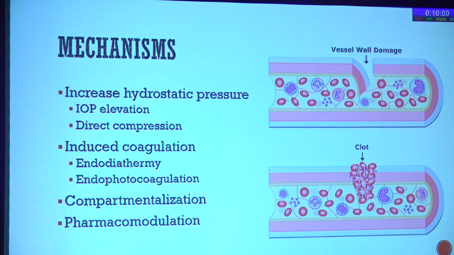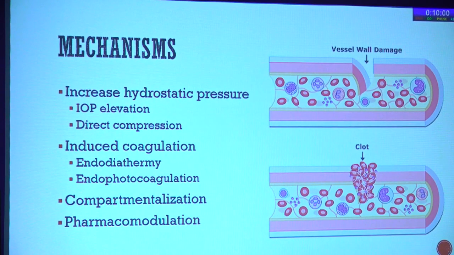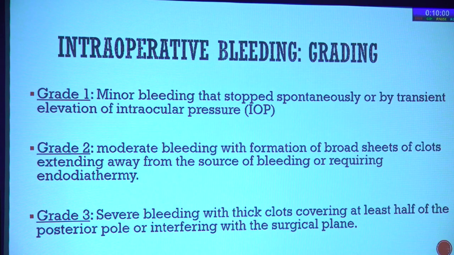Increasing the hydrostatic pressure is usually the immediate first knee-jerk response. We create IOP elevation either with gravity-induced elevation of the bottle or with the VGFI system that the new vitrectomy machines allow us. Induce coagulation with the help of endodiathermy or endophotocoagulation. Compartmentalization with the use of air, gas, viscoelastics, other substances, and pharmacomodulation. We'll just talk about these.